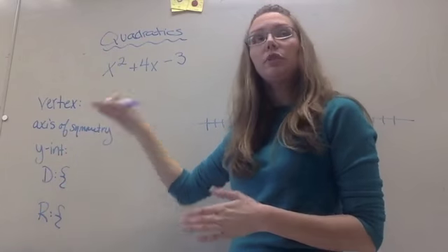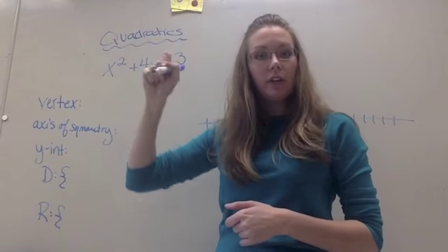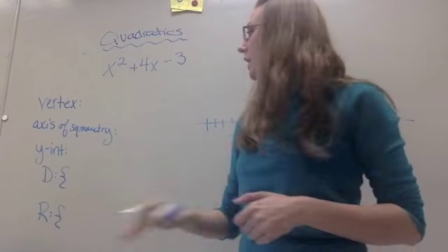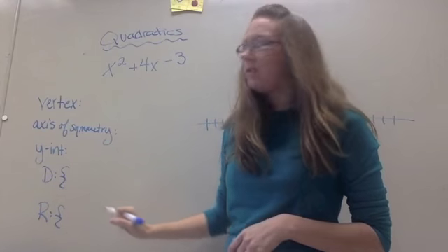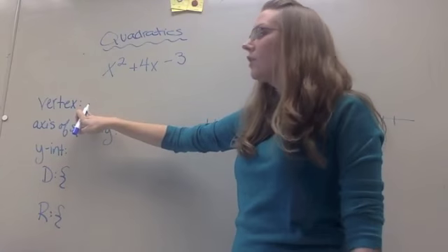Your axis of symmetry, so you know any dot that you do on the left-hand side is also going to be reflected on the right-hand side. Your y-intercept, and then we should also look at domain and range of these functions. So let's start off with our vertex.